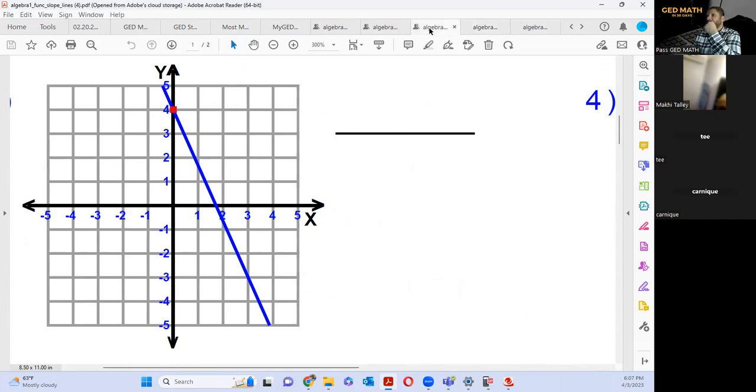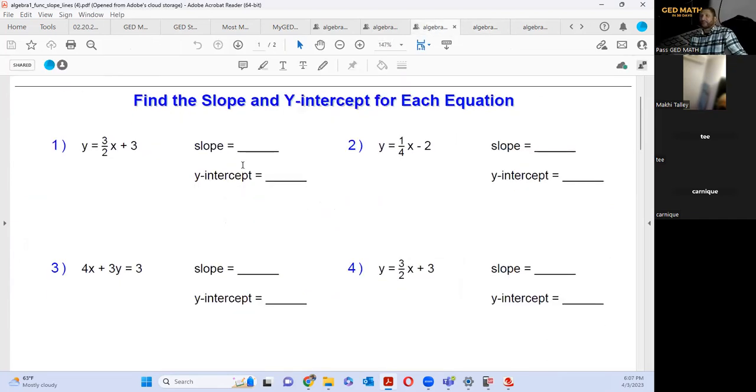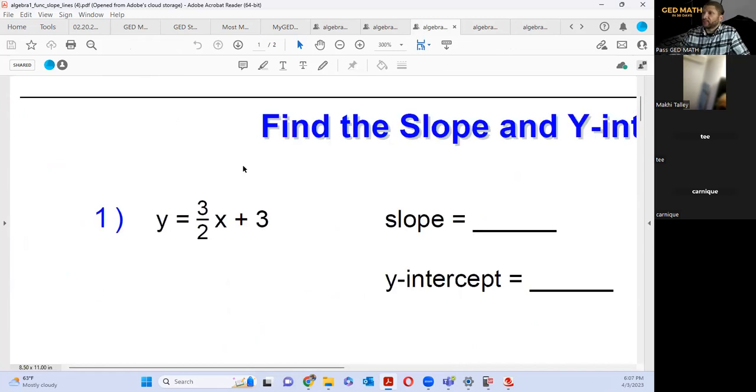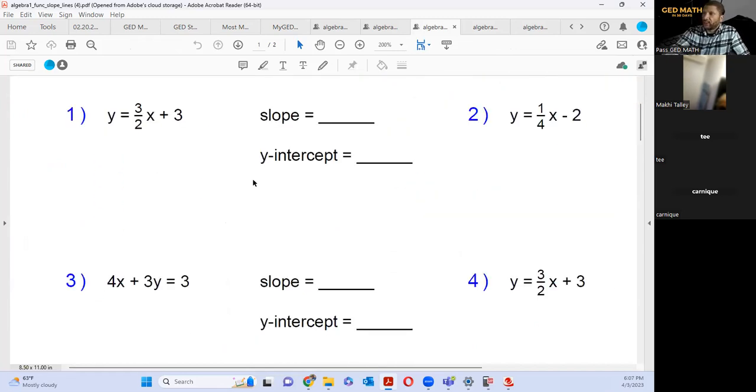Standard form? Okay. All right, so let's look at these problems here. You got two linear equations. They're in two different forms on this worksheet: slope-intercept form and standard form. So this first one, number one, is slope-intercept form. This is the most common form.